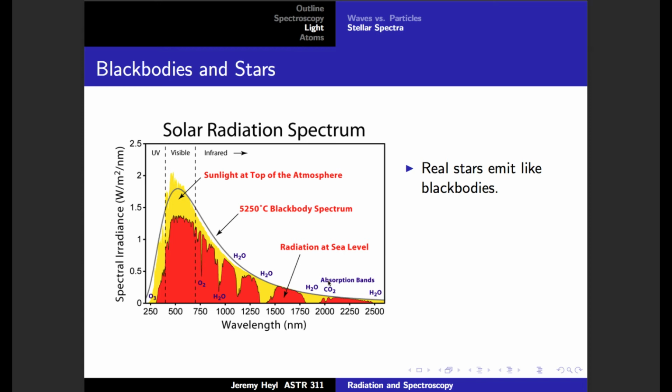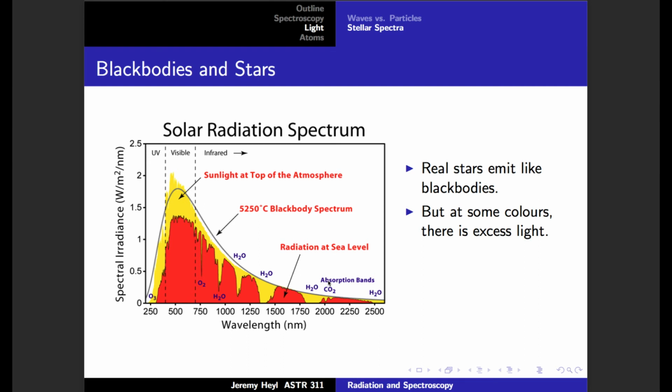But the key thing to keep in mind is what's plotted here is a black body spectrum. It's written in degrees Celsius, so you have to add 273 degrees to get degrees Kelvin, which we're normally going to use. So that's around 5,523 degrees Kelvin is the spectrum. And you can see that spectrum is approximately what the sun is doing, that yellow curve. So real stars emit like a black body.